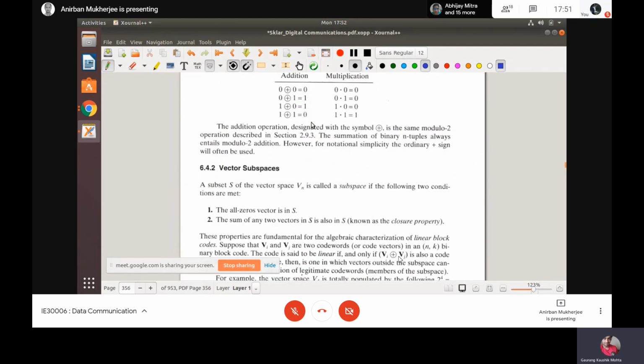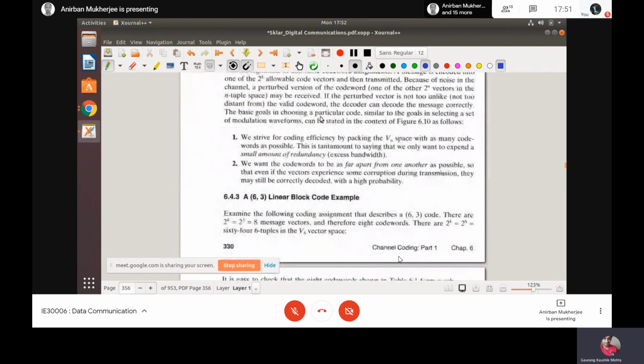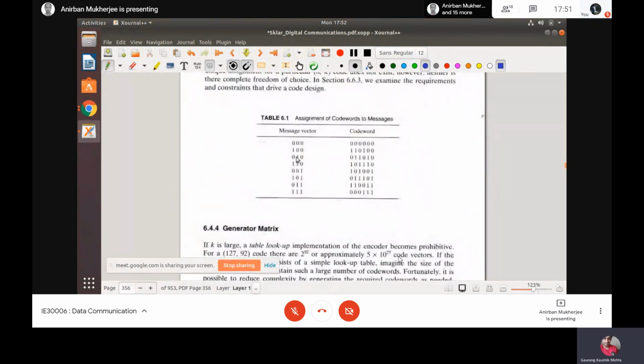Just to give an example, I have some sequence here, then I will convert it to this. Now you see how many? This is 8. This is 3. Sorry, this is 6. It is a 6-tuple. This is a 3-tuple. This is a 6-tuple. Okay.